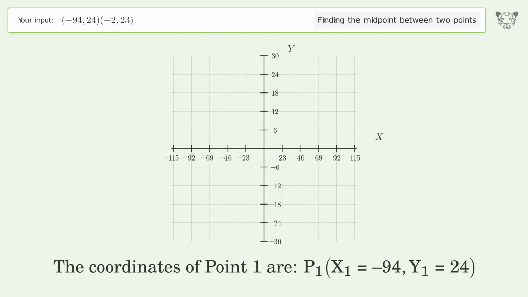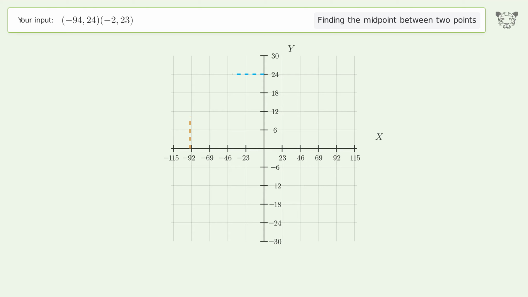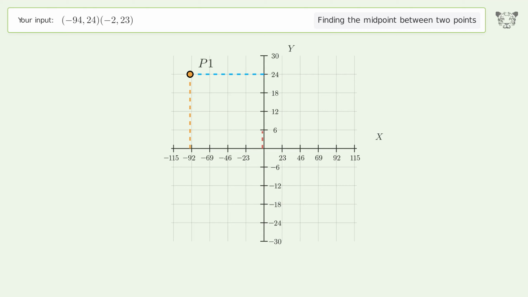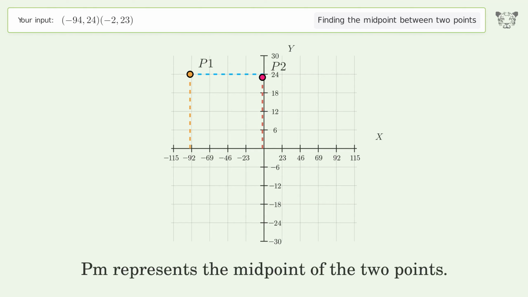The coordinates of point 1 are x1 equals negative 94, y1 equals 24. The coordinates of point 2 are x2 equals negative 2, y2 equals 23. PM represents the midpoint of the 2 points.